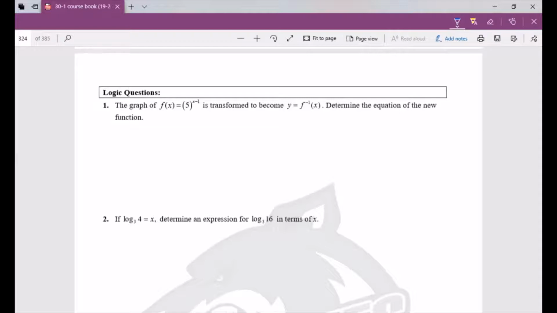Now let's use some logic and apply all of these things that we've learned. This is going to harken back to some of the previous chapters that we've looked at. Lots of crossover with transformations. The graph of f of x is equal to 5 to the x minus 1. We can think of this as your y. It's transformed to become y is equal to f to the minus 1 of x. Remember that this means inverse. This means an inverse function. We are undoing that function. When we dealt with this algebraically back in transformations, you swap your x and y.